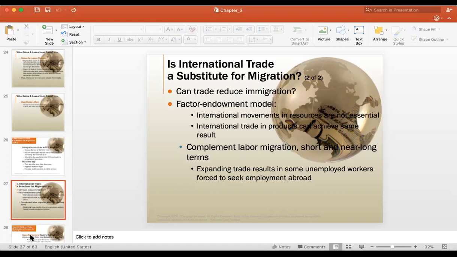So you will have recessions, you will have business cycles, you will have huge unemployment. That's what we would expect to see in the short run and medium run, if you will. And as a result, you will see that trade and immigration will be complements to one another. In other words, as trade increases, migration will also increase. Whereas over the long run, as trade increases, migration would fall.